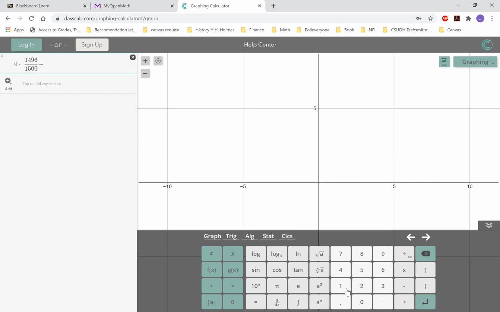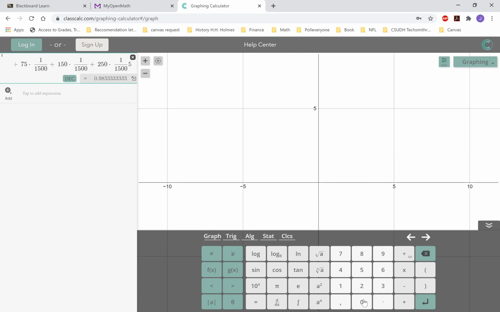Then you're going to add this to 75 multiplied by 1 divided by 1,500. Then on to the next one. So then we add 150 multiplied by 1 divided by 1,500. And then we're going to add 250 multiplied by 1 divided by 1,500.